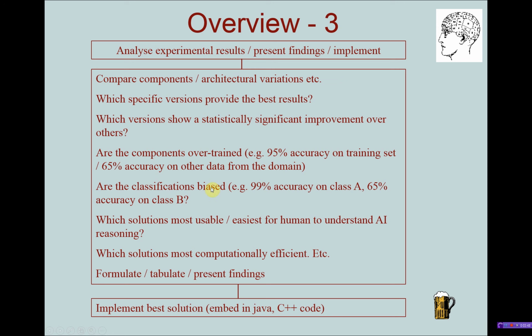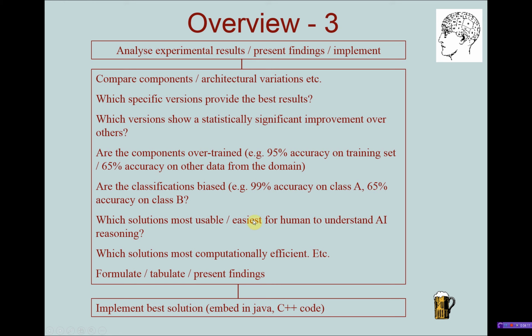Look at classification bias in the contingency table. Suppose we get 99% accuracy on one class and 65% on the other. The average accuracy will look okay. If 65% is the dangerous result in a clinical test, then this is not a good solution to implement.